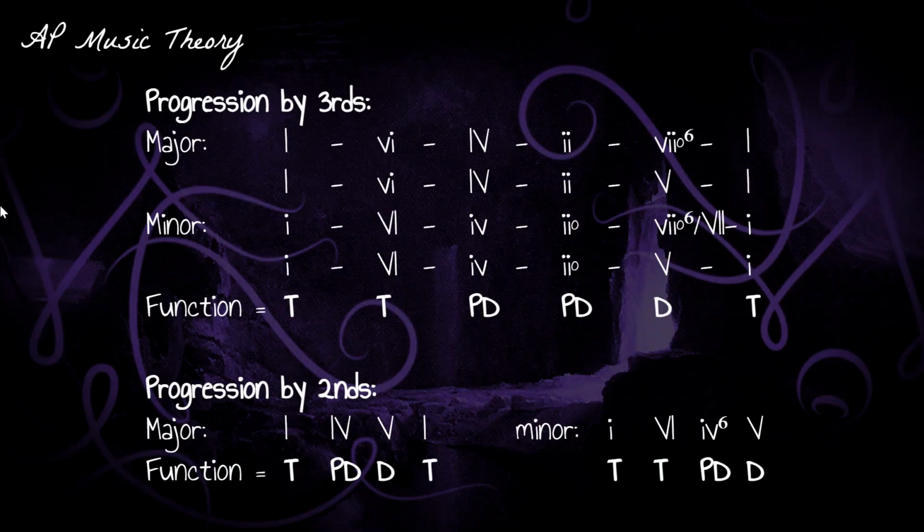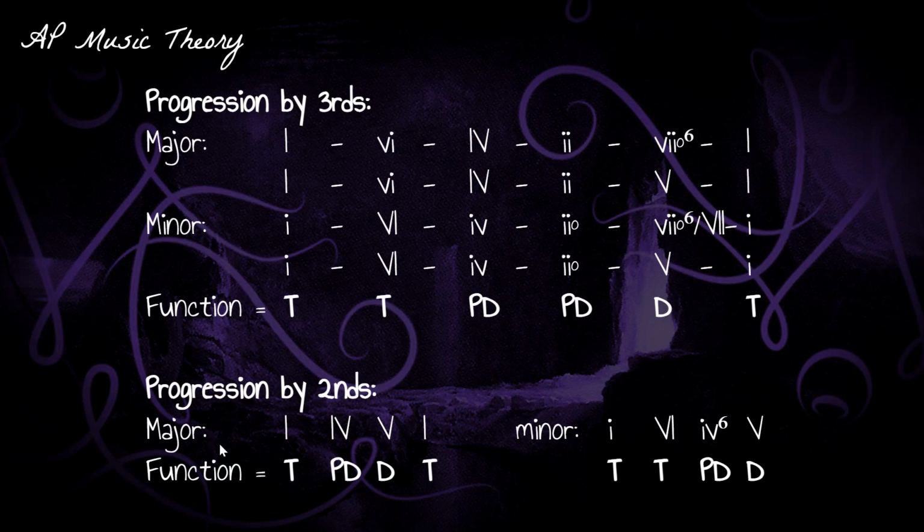Progressions by seconds, as we can see right here, is the movement of chords where the root of each chord is either up or down to the next note in the scale. Adjacent chords with roots a second apart are responsible for many errors in part writing.